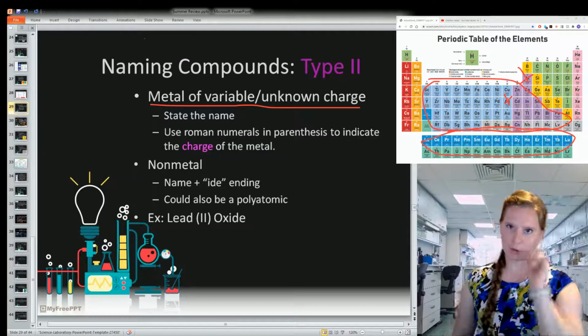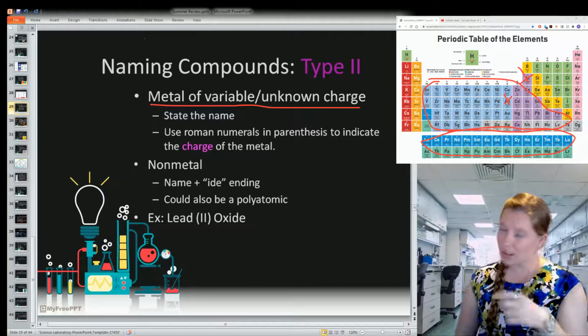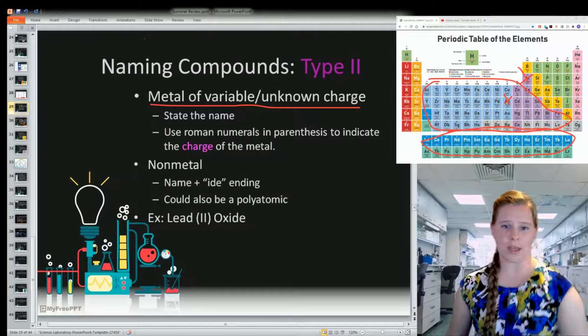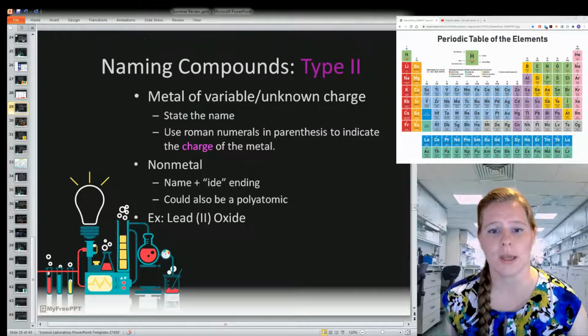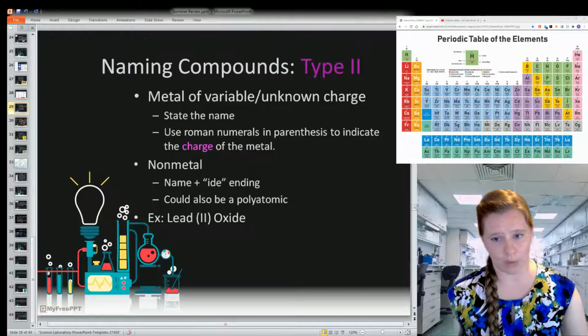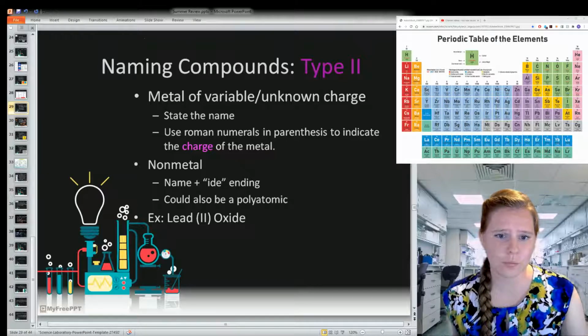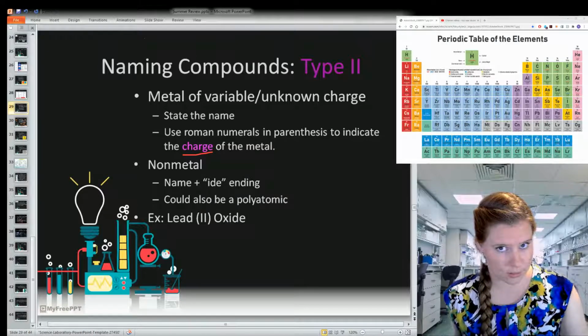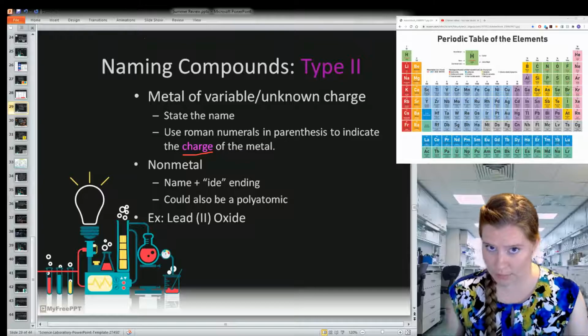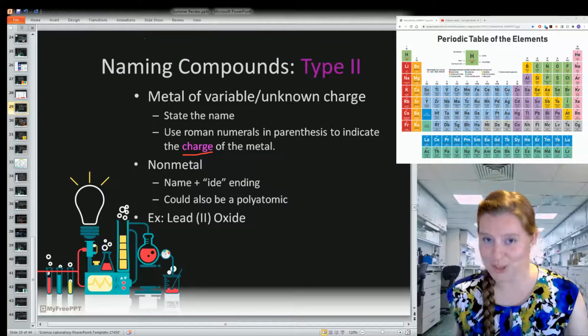Okay, so if you recognize that your first element is a metal, and you don't know the charge, then name it this way. And so type 2 is just like type 1, except for the fact that you are going to add Roman numerals. So use Roman numerals in parentheses to indicate the charge of the metal. What do the parentheses indicate? The charge of the metal.